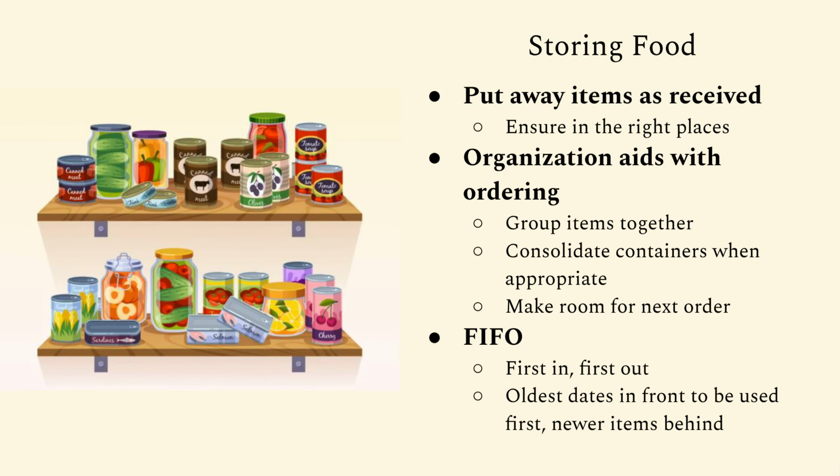When you store food, make sure you put items away as received and ensure that everything is in its right place. Don't have cans of olives in 3 different places in the dry storage area. Make sure they're all kind of grouped together by brand. Keeping everything organized helps with ordering. It helps with the manager who's doing ordering. It helps with the person who's putting away the food, that everything is already kind of grouped together.